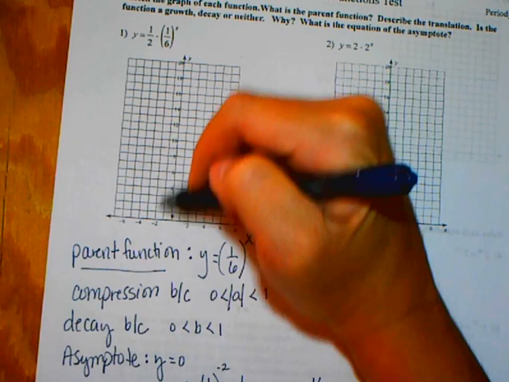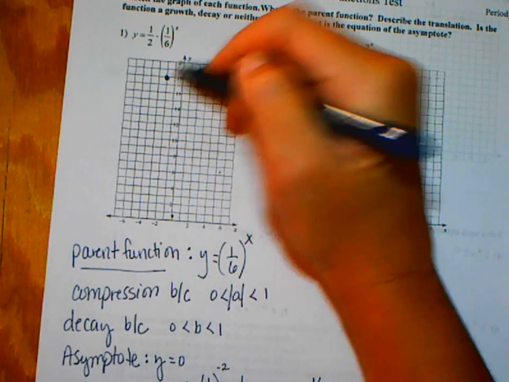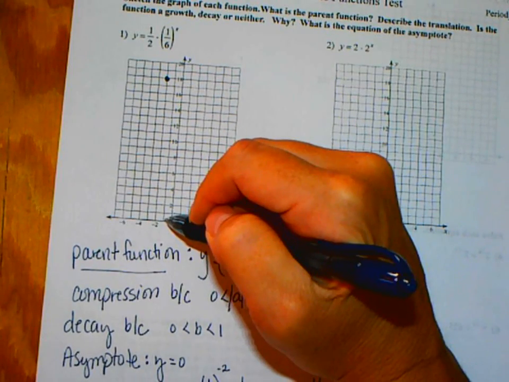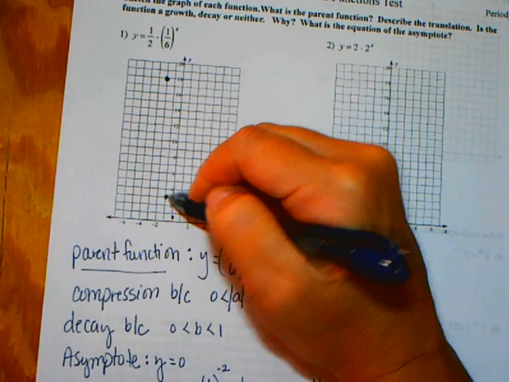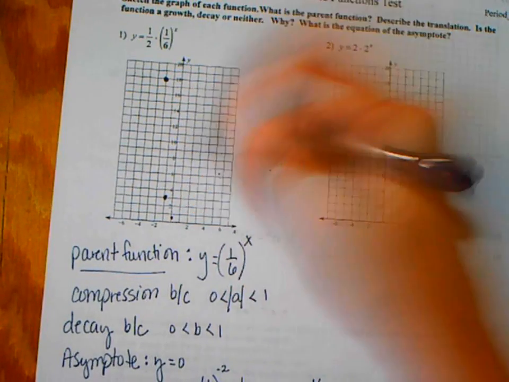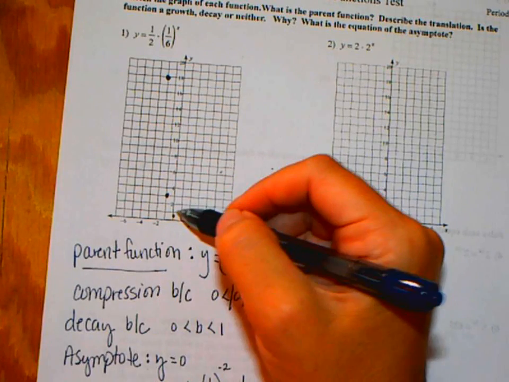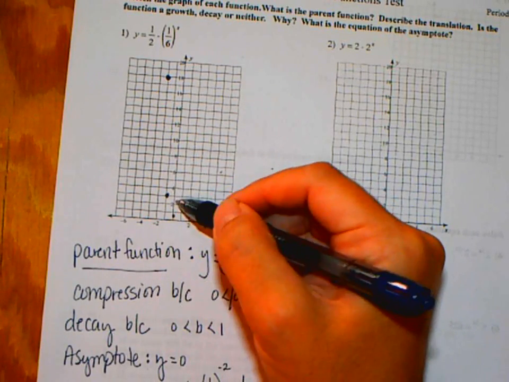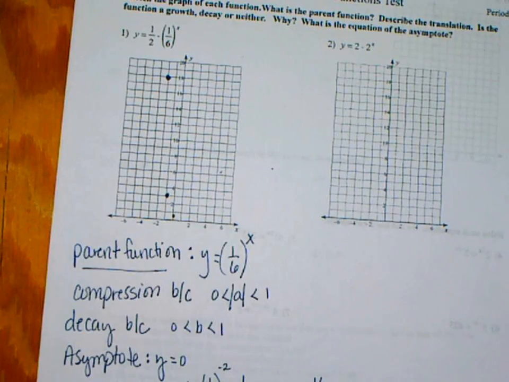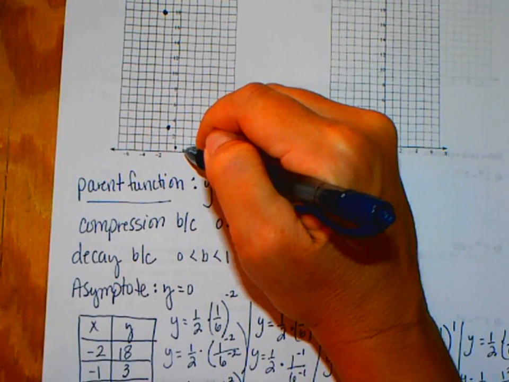Alright, when x is negative 2, y is 18. When x is negative 1, y is 3. Oops, graphed that wrong. Hopefully, oh, I graphed both of them. Wait. No, I didn't. Already did that one. Negative 1, 3, 0, 1/2. I didn't make a mistake. When x is 1, y is 1/12.